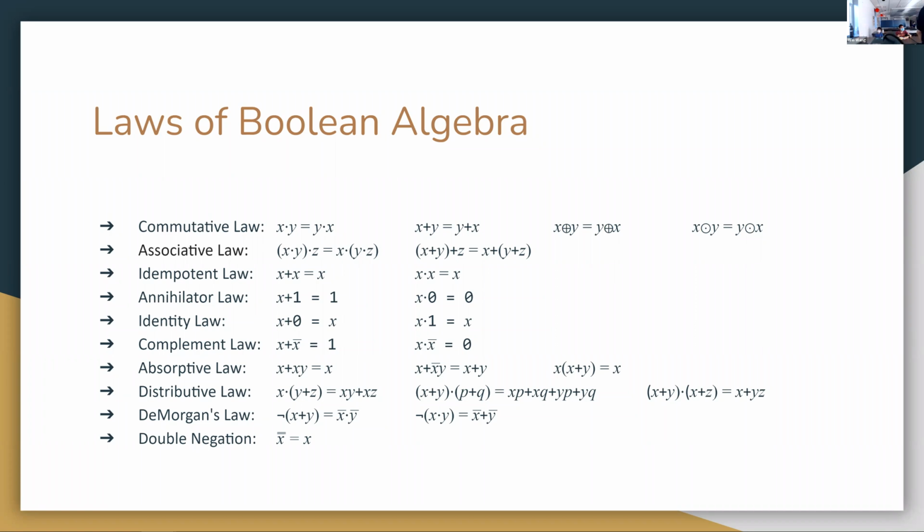And associative law means that if you have x and y and z, the order in doing that series of operations does not matter, right? So if you do x and y first, and then the result of that and z would be the same as if you do y and z first, and then you get the result. With OR, you have the same law applied.